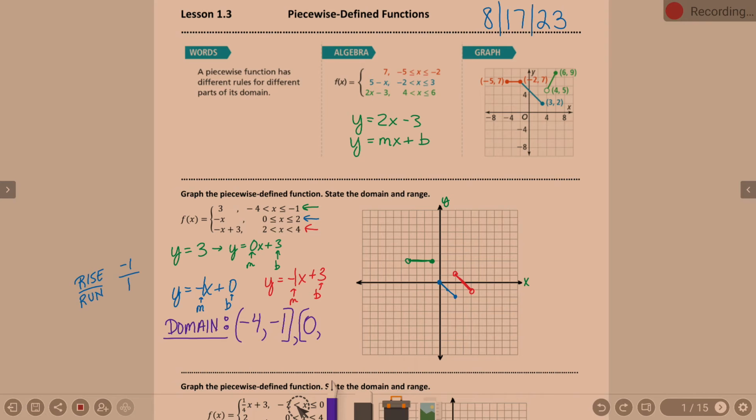How far does the red line go? 4. Goes to that x value of 4, doesn't it? So now we're going to put a 4 here. Parenthesis or bracket? It's an open circle, so we're going to say parenthesis.